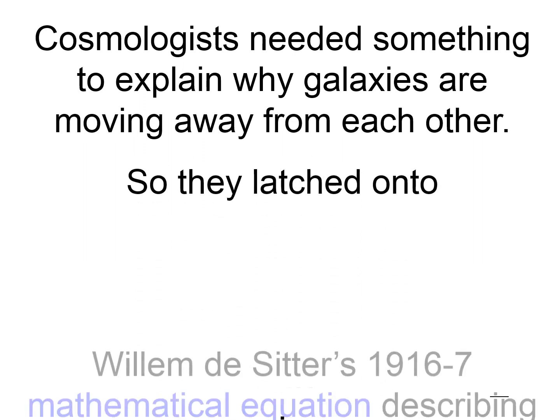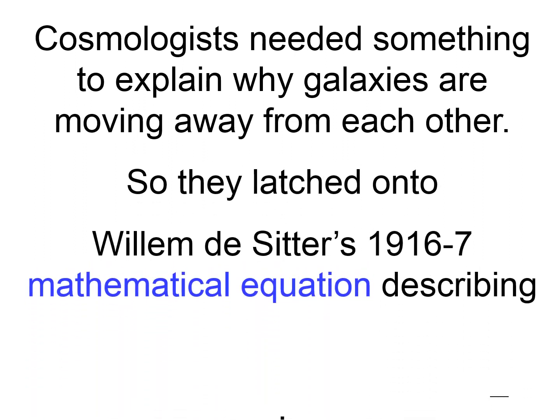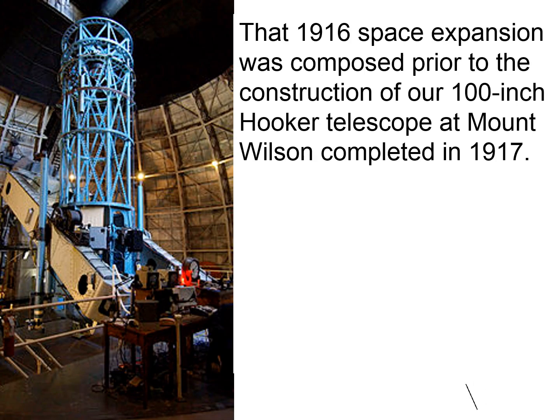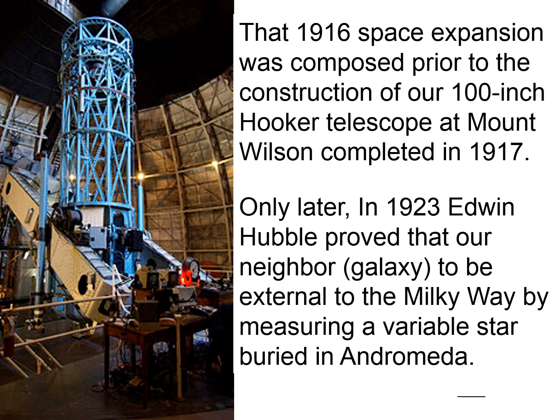That mathematical equation was presented prior to our view outside our Milky Way galaxy. Cosmologists needed something to explain why galaxies are moving apart from each other, so they latched onto William de Sitter's 1916-17 mathematical equation describing empty space expanding. The 1916 space expansion was composed prior to the construction of our telescope at Mount Wilson.